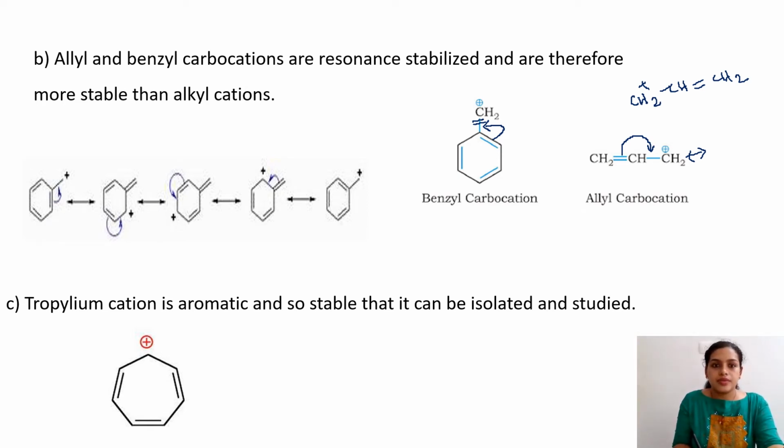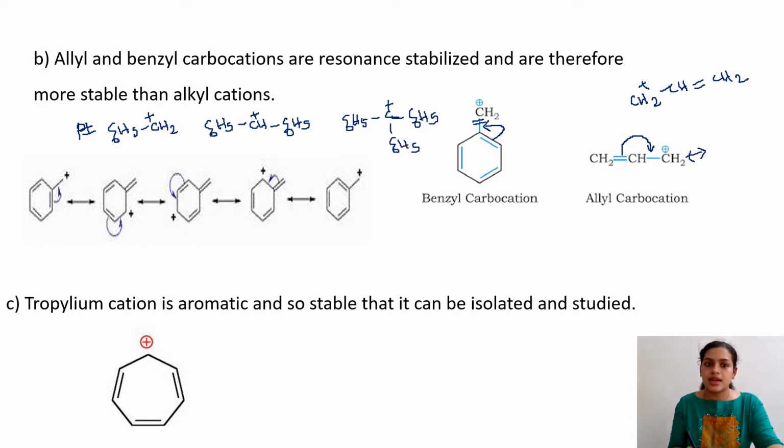Now we have to see another order. This is benzyl, C6H5CH2+, and this is C6H5CH+C6H5, and then comes C6H5C+ with two more C6H5 groups. The first one is the benzyl carbocation. The second one I have written is the diphenyl methyl carbocation. This is the triphenyl methyl carbocation.